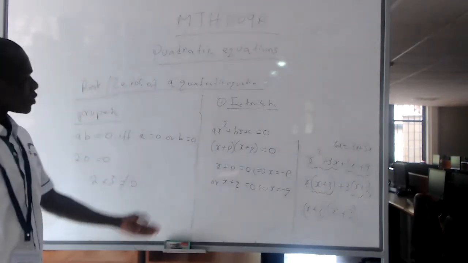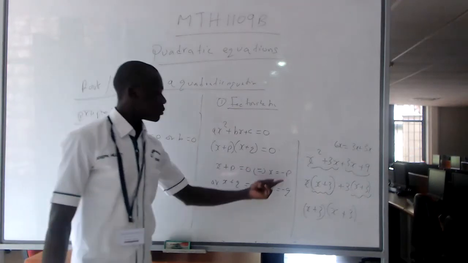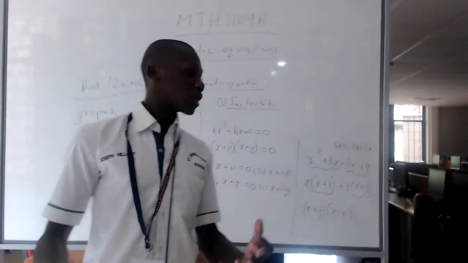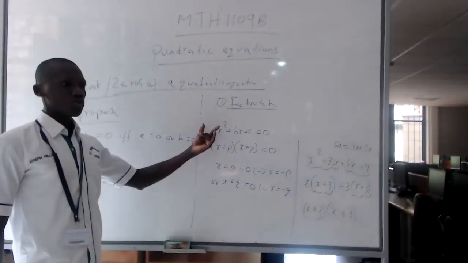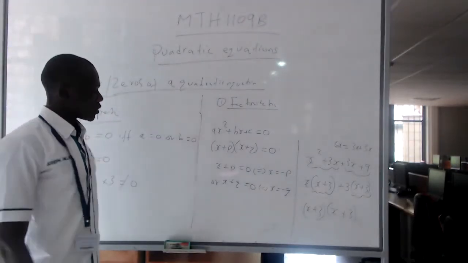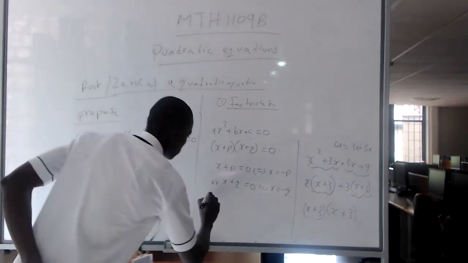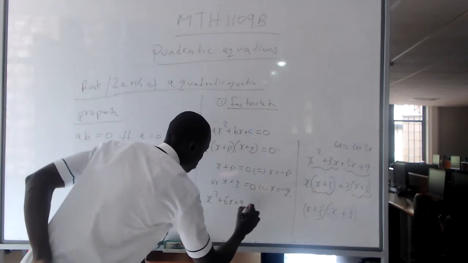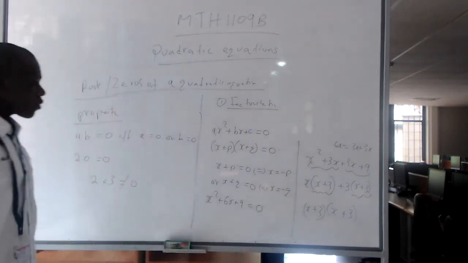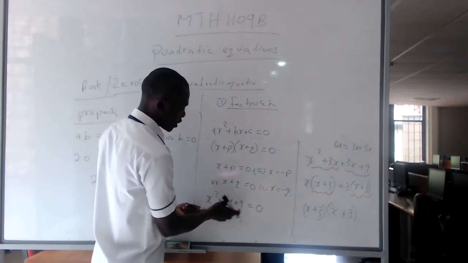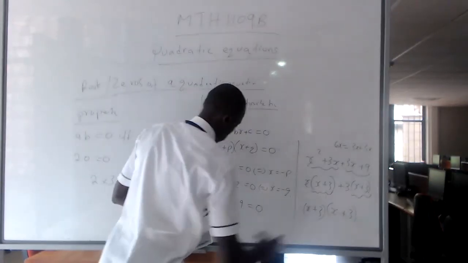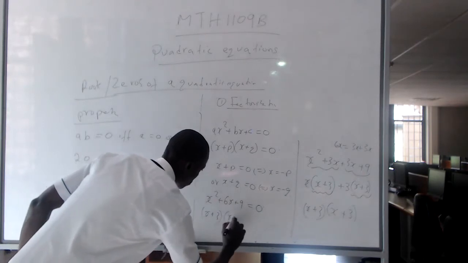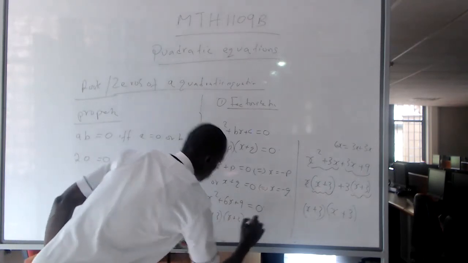So in general, the zeros of this equation will be minus p and minus q. And we know that by the fundamental theorem of algebra, we expect two solutions to a quadratic expression. Okay, so for the example, we can factorize x squared plus 6x plus 9. If you make this an equation, then we know that x squared plus 6x plus 9 factors as x plus 3 times x plus 3. So take x plus 3 times x plus 3 equal to 0.